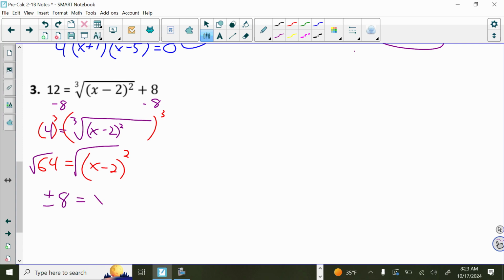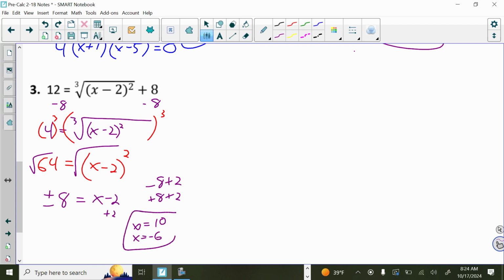And then over here, I've got x minus 2 after square rooting it. Then I'm going to add 2 to both sides, right? So basically, I've got a -8 plus 2 and a positive 8 plus 2. So my solutions would then be x equals 10 and x equals -6. I've said those in reverse order. Okay, so those right now are my solutions, but we've got to check them.